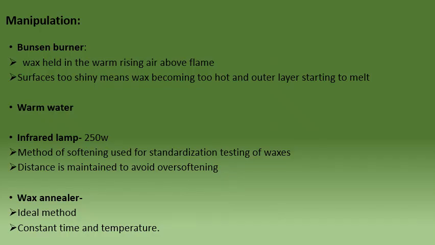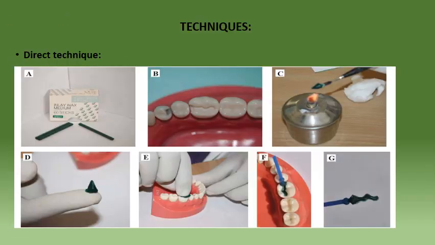So manipulation, how you will do: first you have to soften the wax. You can directly soften in the Bunsen burner, or you can soften it in the warm water, or you can use an infrared lamp, or sometimes you can also use a wax annealer. So by doing it, you can soften the wax. So this is what I told: direct technique and indirect technique.